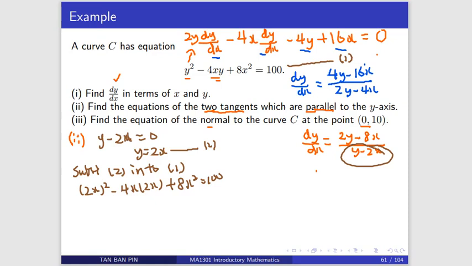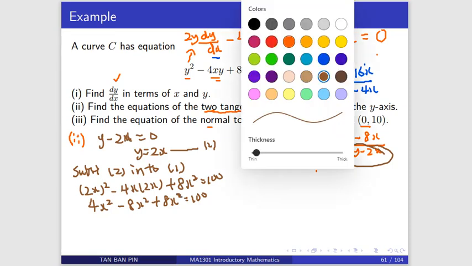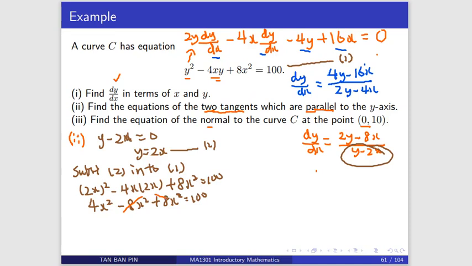And you will find that with this, you have 4x squared minus 8x squared. 4x times 2x is 8x squared, and plus 8x squared is 100. So you cancel out. 8x squared minus 8x squared cancel out. So 4x squared is 100. It means x squared will be 25. 100 divided by 4 is 25. So x is plus or minus 5.